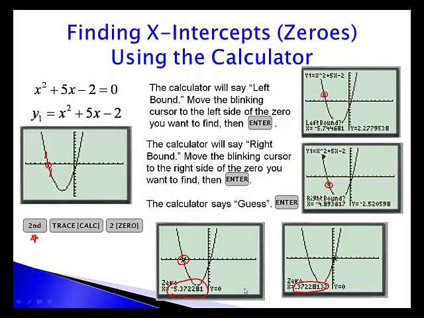This should remind you a lot of when we use the calculator to find our vertex. Remember, we chose minimum or maximum then, but we still use that same concept of left bound and right bound. This is just like that, only this time you're asking your calculator to find a zero instead of a minimum or a maximum. It's a short lesson today, but there's a lot packed into it. You'll want to make sure that you practice.